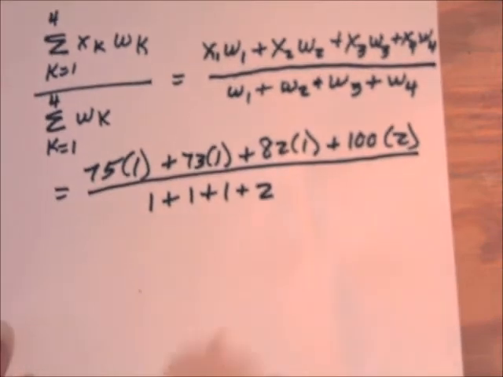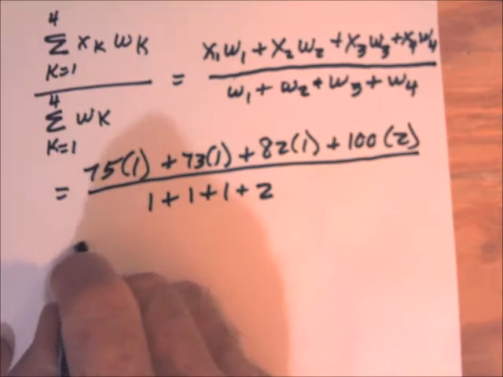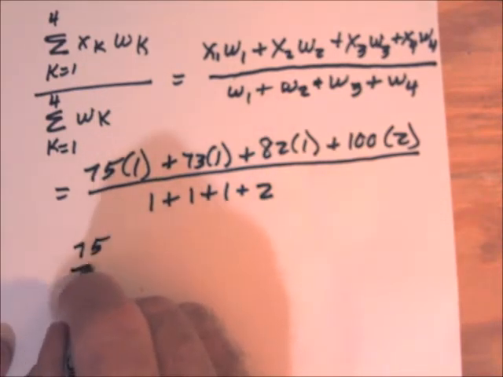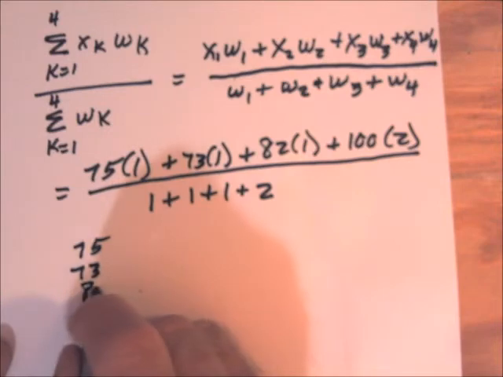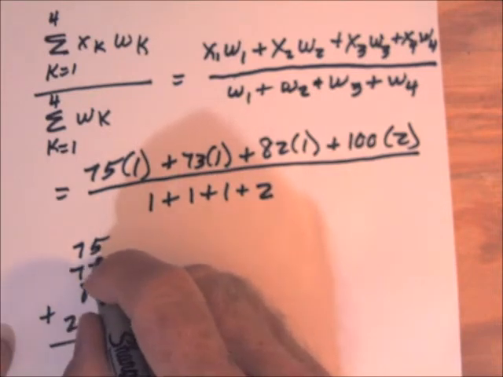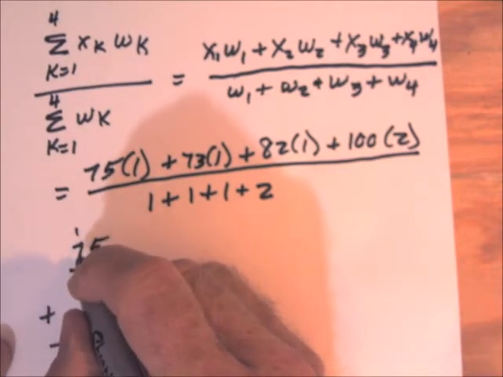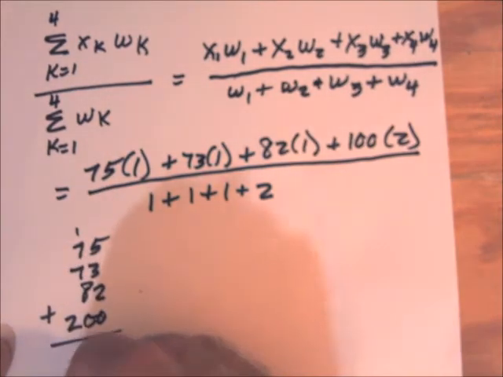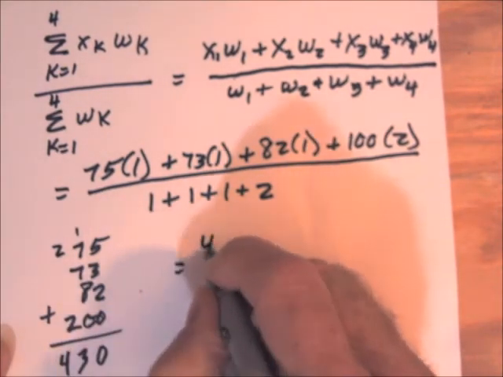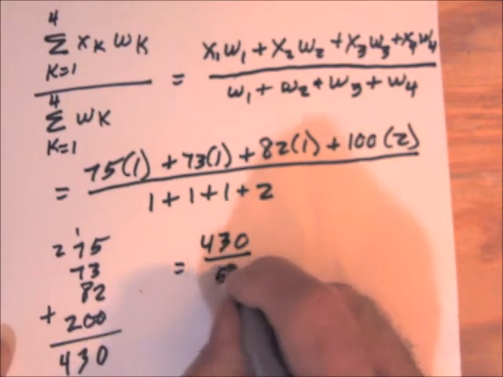Okay, so this will be 75 times 1 is 75, 73 times 1 is 73, 82 times 1 is 82, 100 times 2 is 200, and if we add these up, 5 and 3 is 8, and 2 is 10, put down the 0, carry 1, 1 and 7 is 8, 15, 23, put down the 3, carry the 2, 2 and 2 is 4. So this is 430 divided by 1 plus 1 plus 1 plus 2, which would be 5.